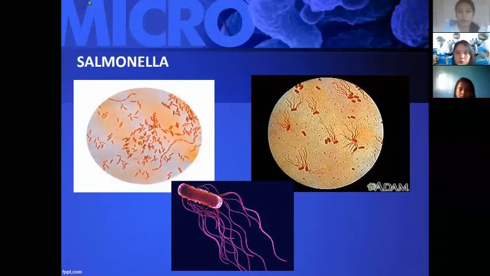So these are the pictures of our Salmonella, and it is gram-negative and rod-shaped.